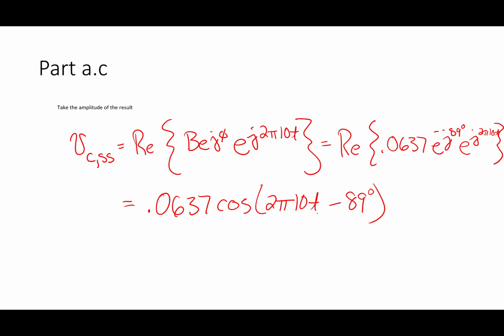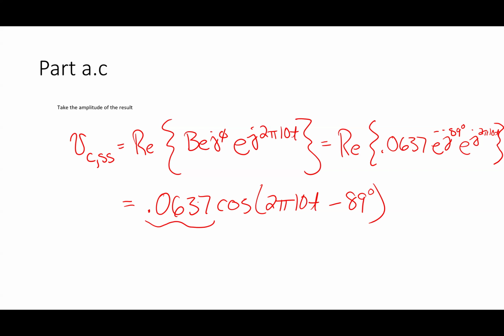So in this part, I say take the amplitude of the result. What's the amplitude of the result? Well, it's simply 0.0637. So we're done with that. That's basically part A of what I gave you, except you would go through all the same steps. The only thing that would be different is your differential equation. It would still be a first order differential equation, except in terms of I.